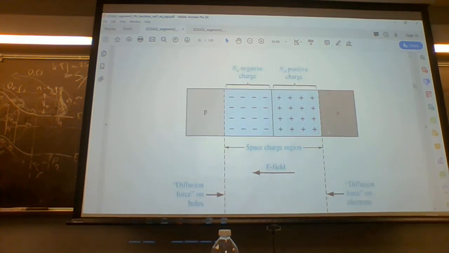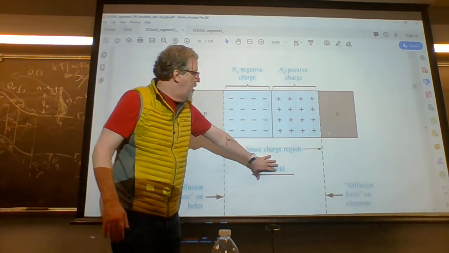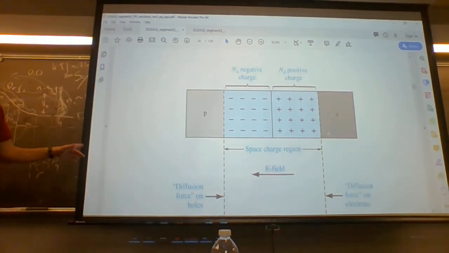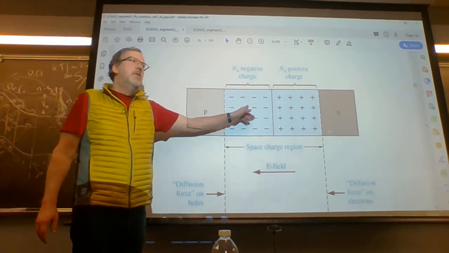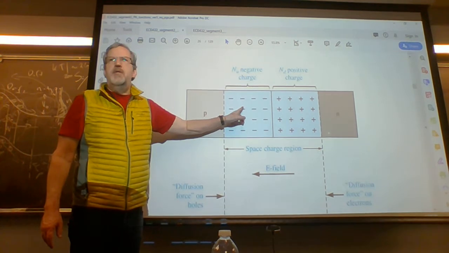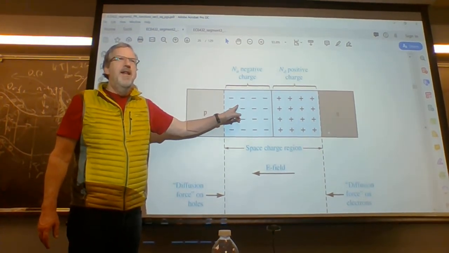Okay, so then we have it depletes, create the space charge region or depletion region, creates an electric field. We have positive charge, negative charge, and is this charge moving around? Where's this charge come from again, Del?